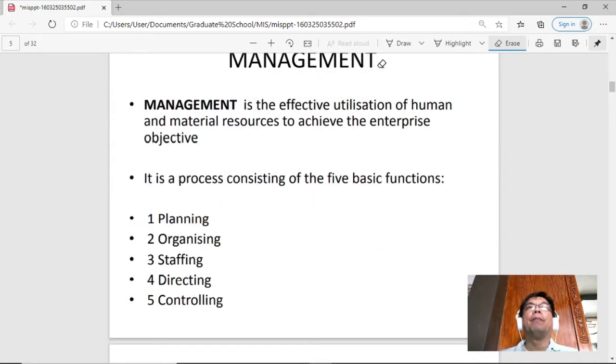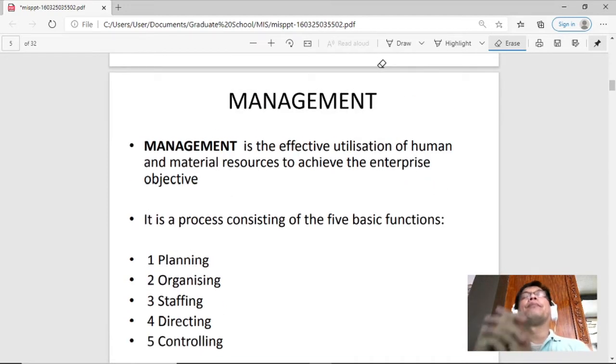So let's take a look at management. Management is effective utilization of human and material resources to achieve the enterprise objective. So it is a process consisting of the five basic functions. Number one is planning, number two, organizing, three, staffing, number four, directing, and number five, controlling. So these are the five functions of a manager. When you manage, these are the things you do, and this will be discussed more thoroughly on the later slides of this presentation.